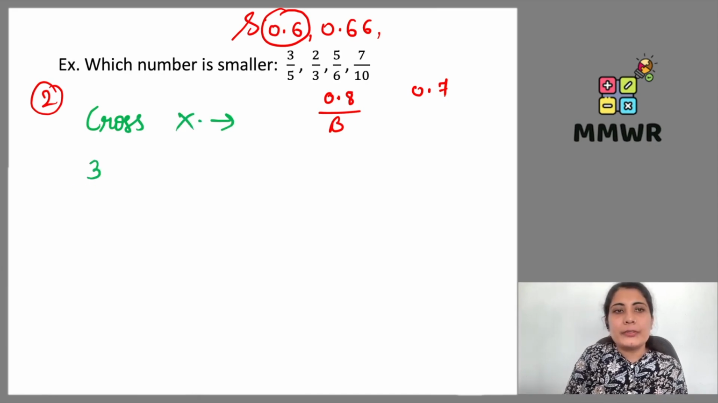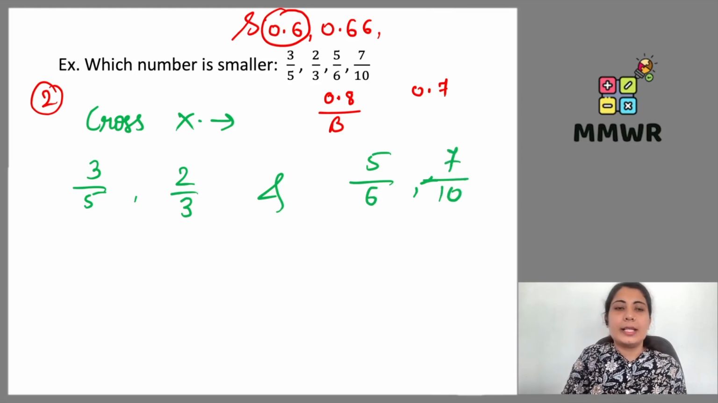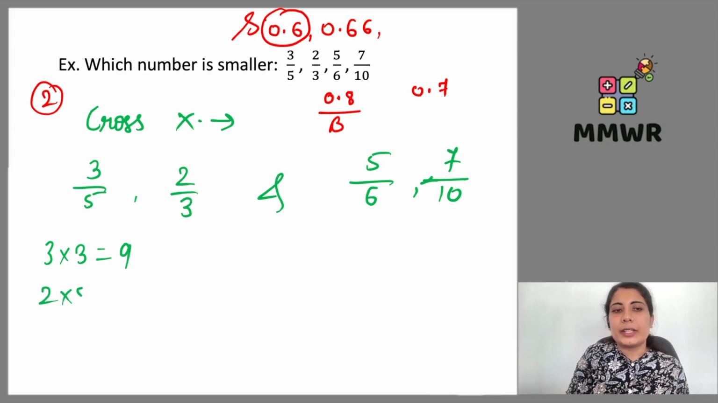Okay. So 3 upon 5, the first set, and 2 upon 3. Second set is 5 upon 6 and 7 upon 10. Let's quickly multiply. 3 multiply 3 gives me 9. 2 multiply 5 gives me 10. This is the numerator. First value is always for the numerator.